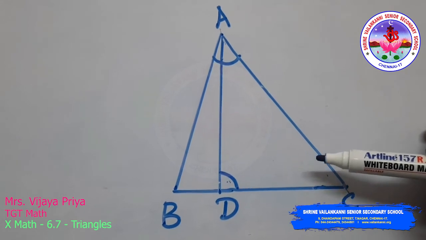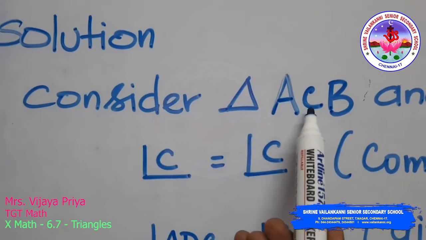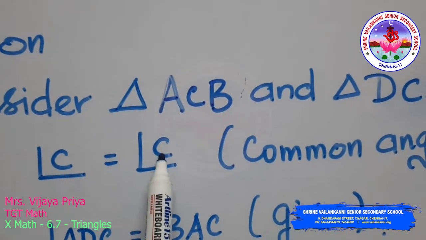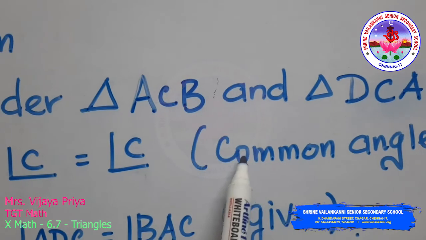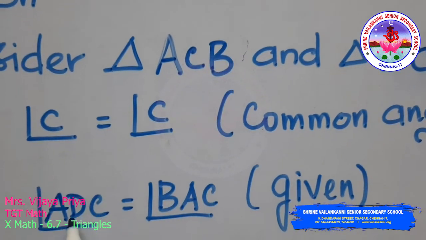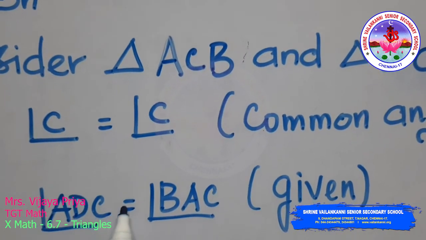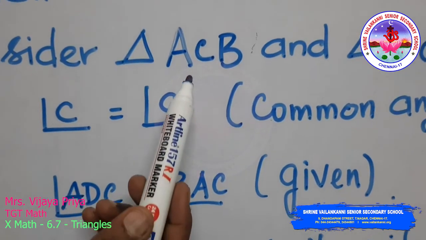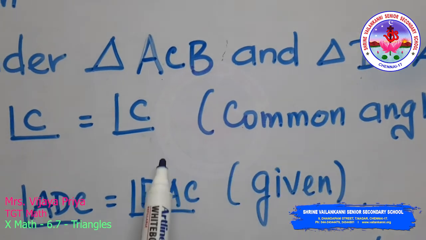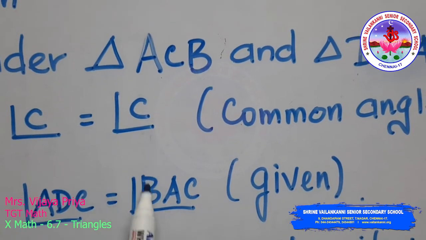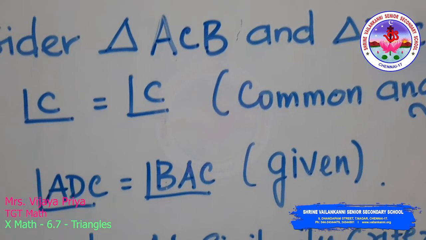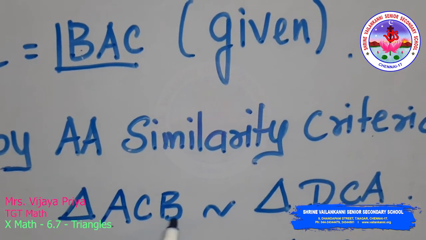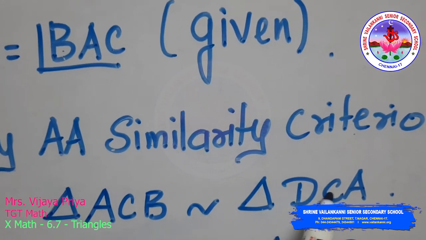Now coming to the solution. Consider triangle ACB and triangle DCA. As we said, angle C is common to both the triangles, and already it is given in the statement that angle ADC is equal to angle BAC. So these two angles are involved in triangles ACB and DCA. So I got two angles from these two triangles equal. So by AA similarity criterion, triangle ACB is similar to triangle DCA.